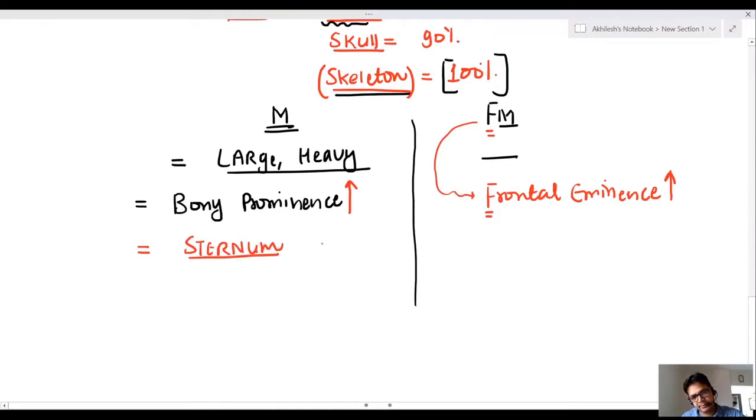Sternum length is more in male, less in female.